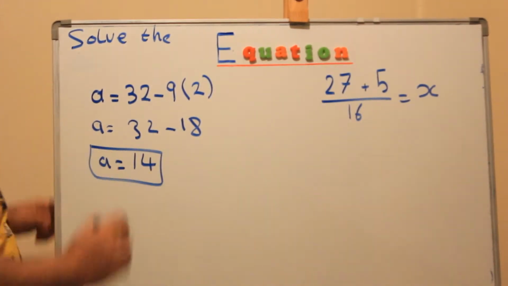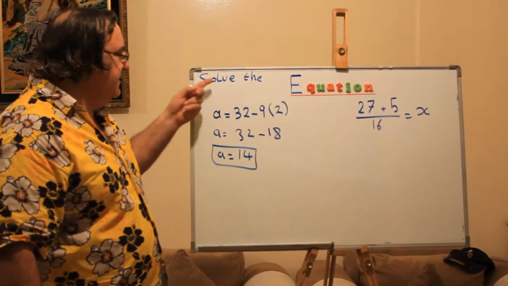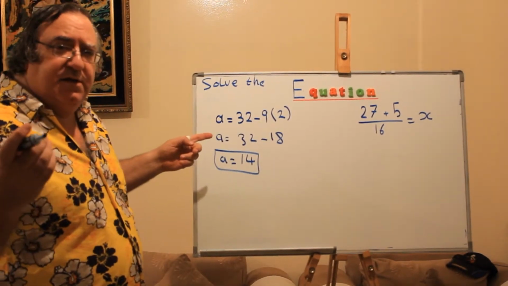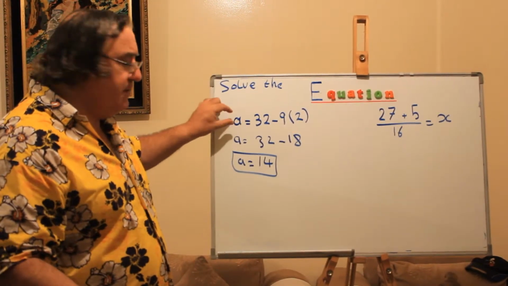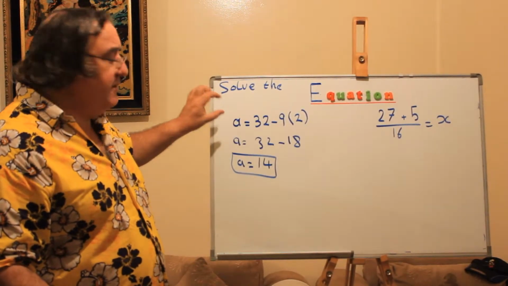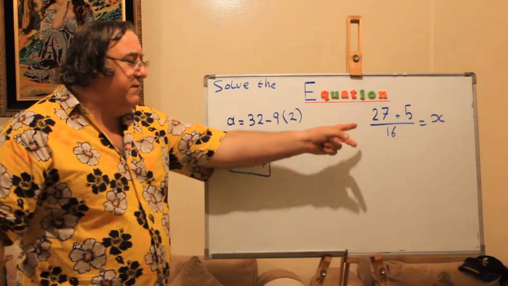That will be the answer. So this is the way of solving a very simple equation to find the variable when the variable is isolated. Let's go give another example.